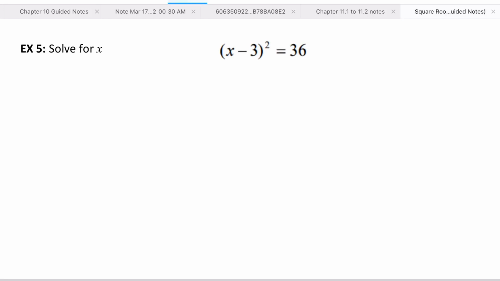Now in the next example here, this is our first one where we don't just have an x squared term. We have actually a binomial that's being squared, x minus 3. It's an expression. X minus 3 is being squared, but the 2 is outside the parentheses. So you can just do a simple undoing of that by applying the square root principle to, yes, you guessed it, both sides.